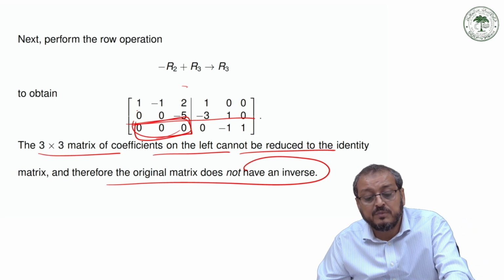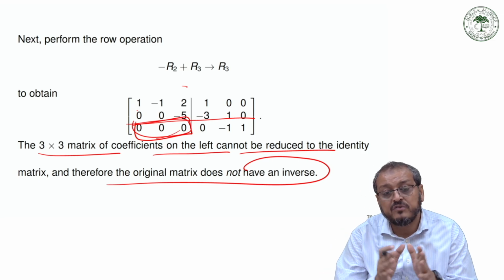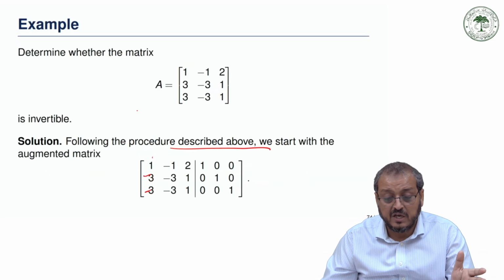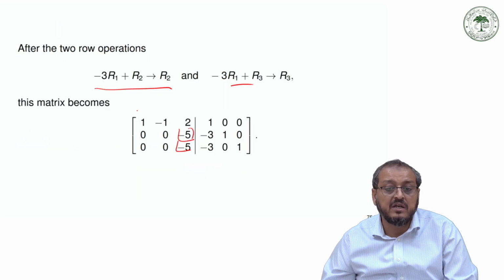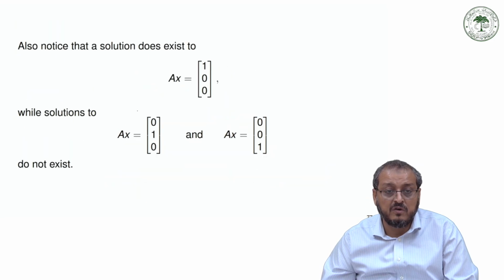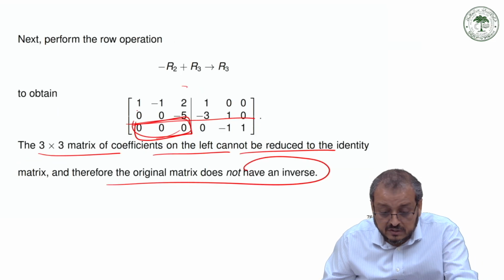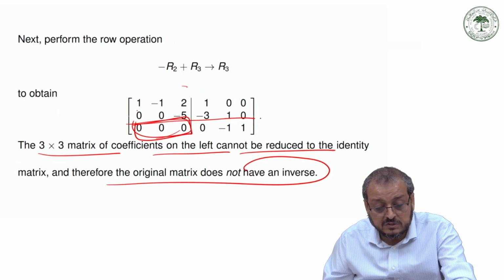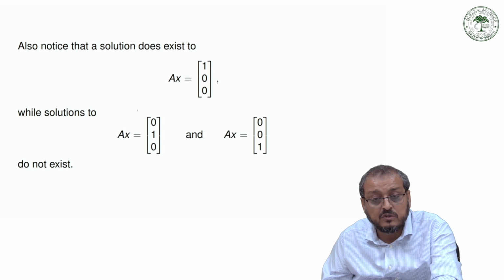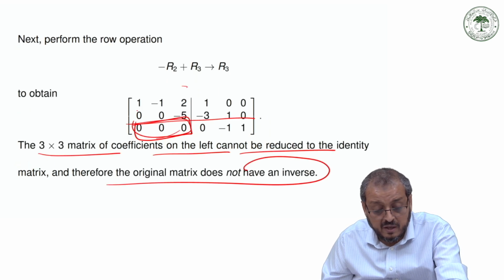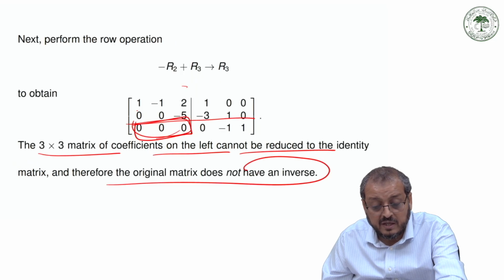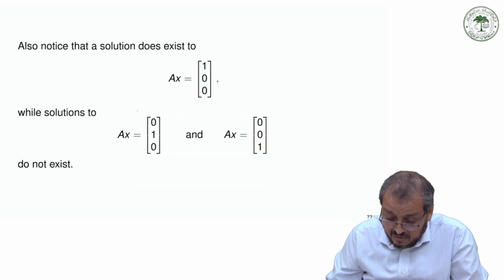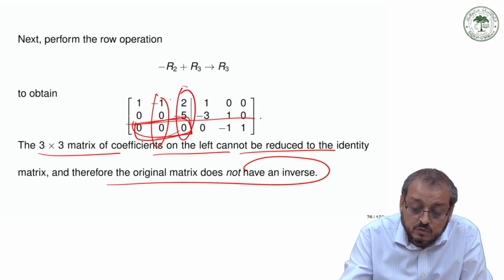If we cannot reduce this matrix into the identity matrix, that means whatever original matrix we have, this matrix does not have an inverse. If it does not have an inverse, then this matrix is clearly non-invertible. And also notice this solution: you have just said that 1 0 0 is there, meaning Ax is equal to 1 0 0 is there, but Ax of this second one, Ax equal to 0 1 0, is not here, and for these two you can see they are not here.